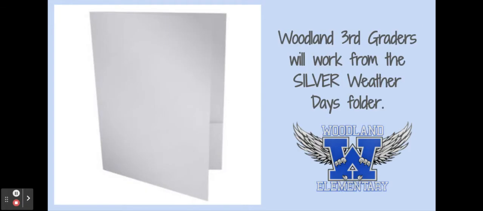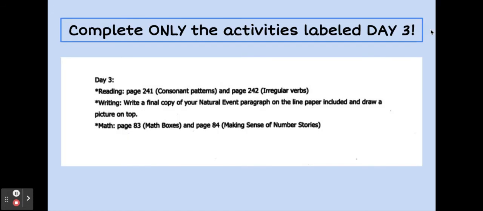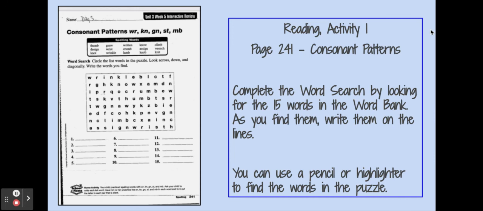Students are working in their silver folder to find the activities that are labeled day 3. Last week when we were in person, we sent home a packet for days 4, 5, and 6 to be prepared. So just put that to the side and you're looking for activities that say day 3. There's 2 sheets for reading and there's 2 sheets for math and 1 sheet in the middle for writing. With the writing sheet, they're going to need some information from day 2 and day 1 that I'll show you in just a minute.